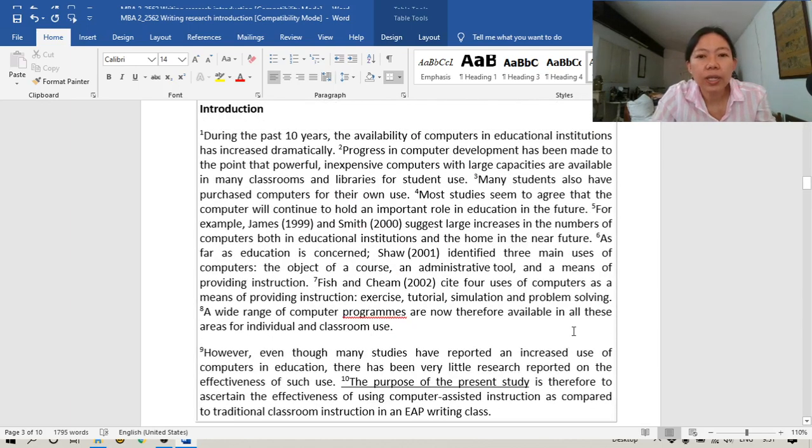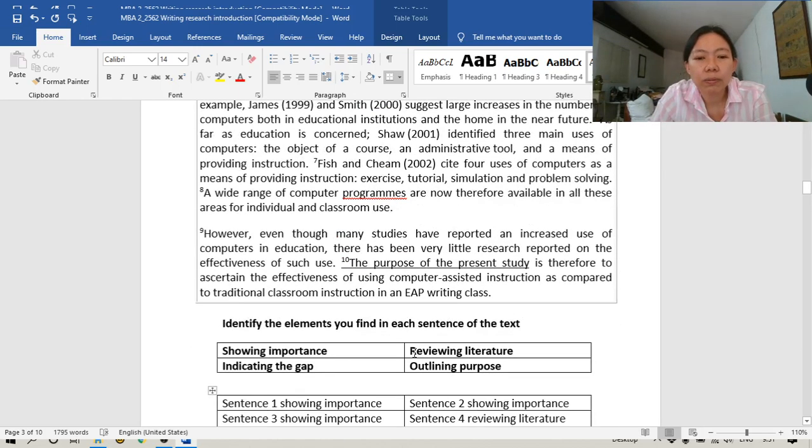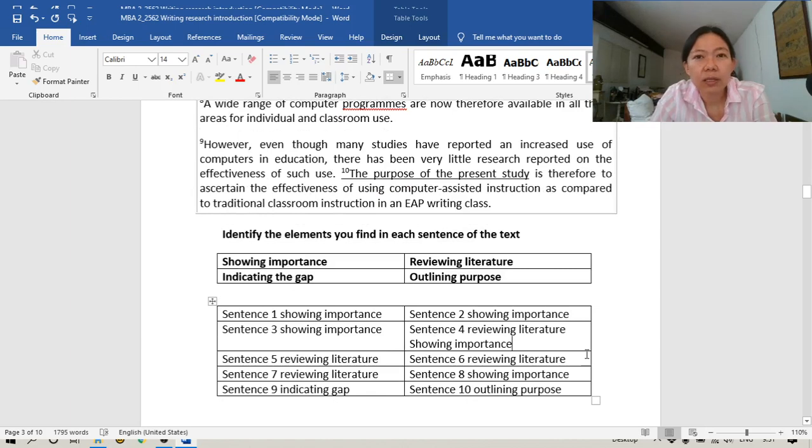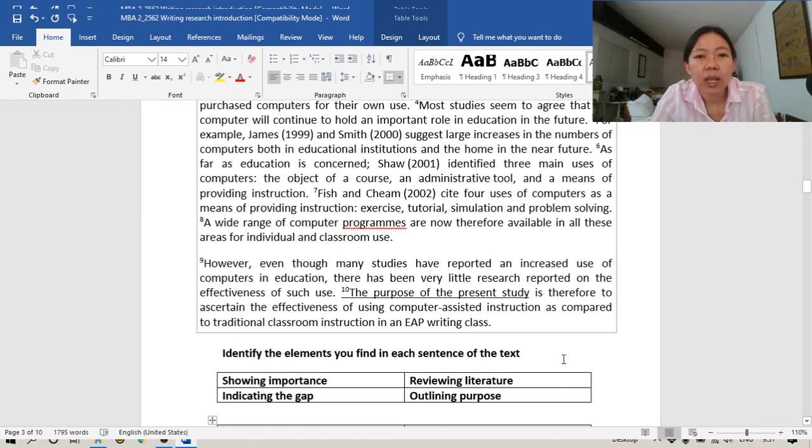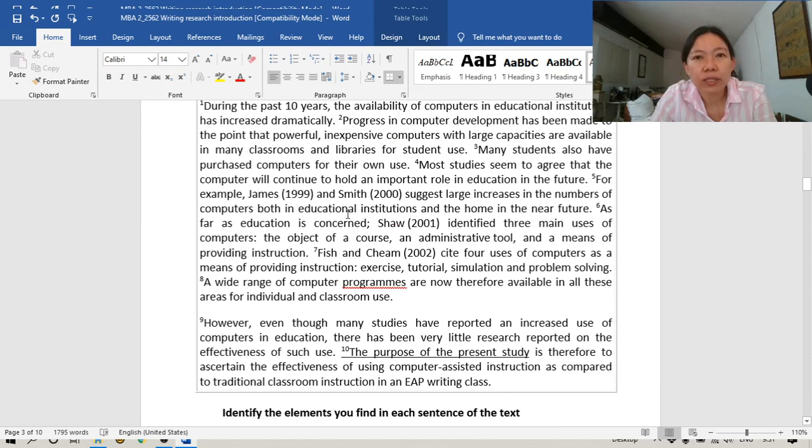Next, we are going to talk about the next 3 sentences, sentences 5, 6, and 7. All of these sentences talk about previous research, so they are reviewing the literature. The writer talks about the research done by James, Smith, or Shaw. So these are the previous research about the importance of computers in education.